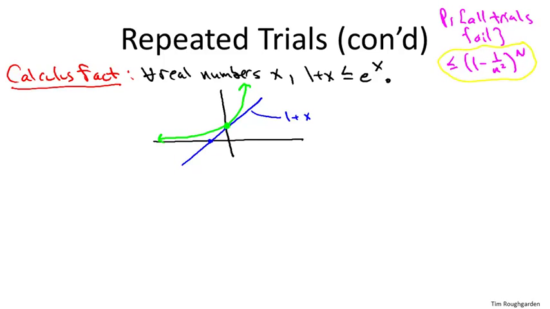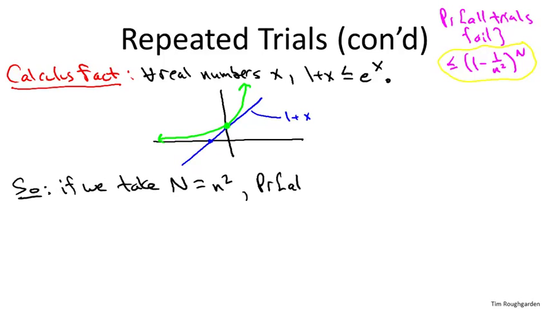What's the point? The point is this allows us to do some very simple calculations on our previous upper bound on the failure probability by working with exponentials instead of working with these ugly 1 minus whatever's raised to the whatever term. So let's combine our upper bound from the previous slide with the upper bound provided by the calculus fact. And to be concrete, let's substitute some particular number of capital N. So let's use little n squared trials, where little n is the number of vertices of the graph.